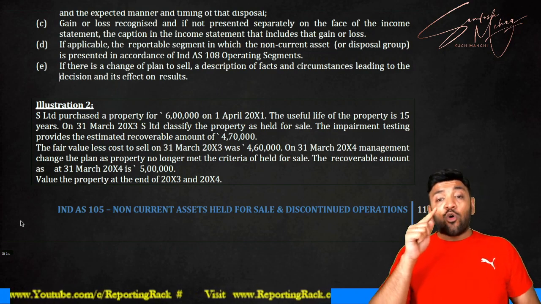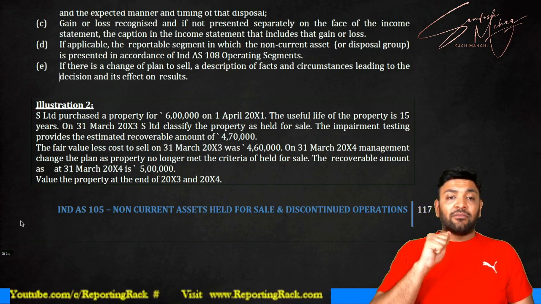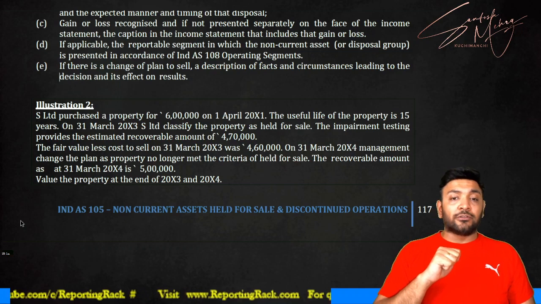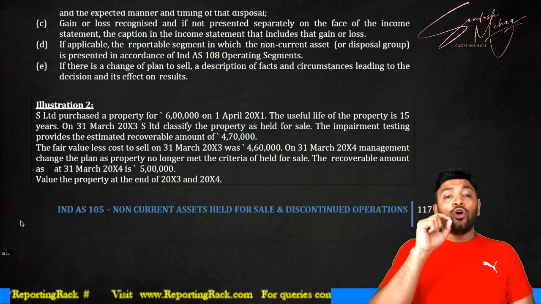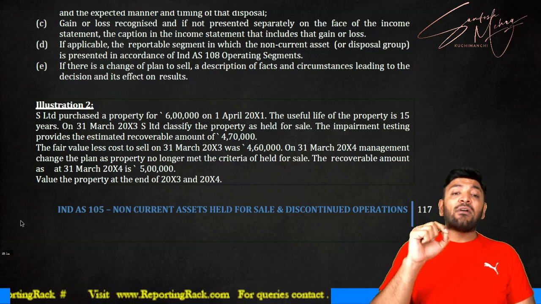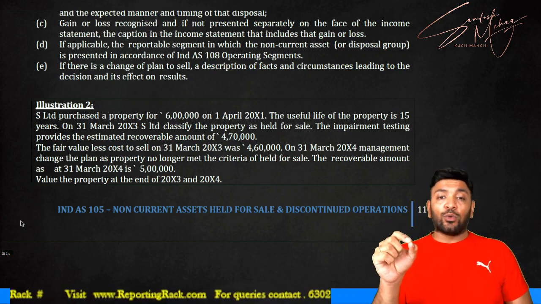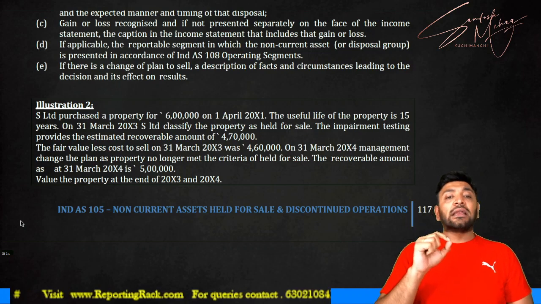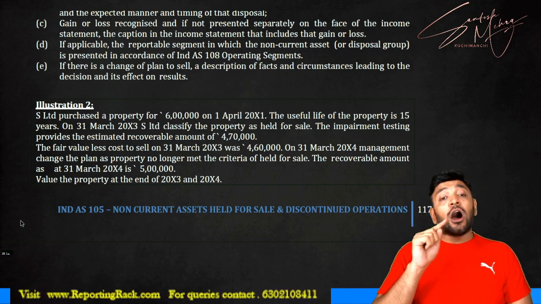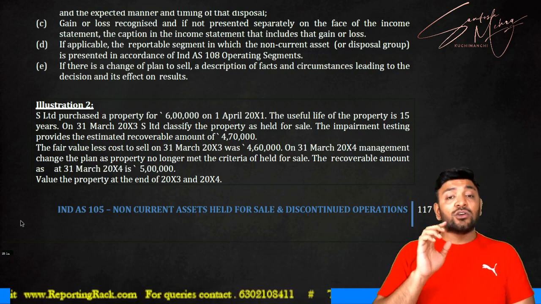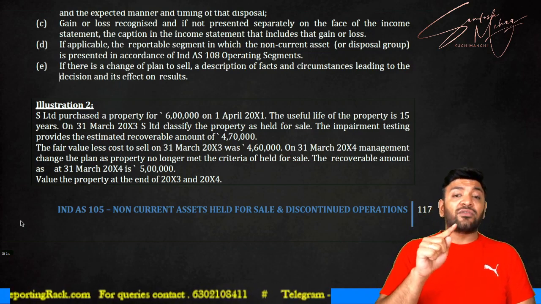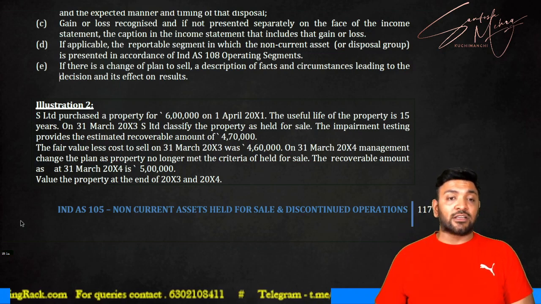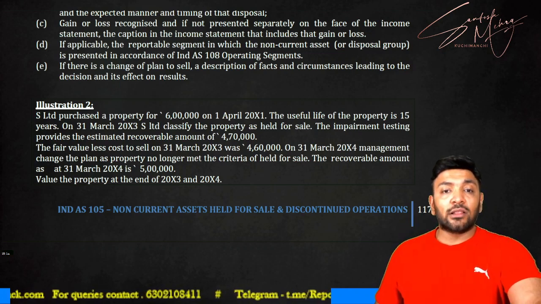Subsequently, whenever I go with the plan of withdrawal from the plan of sale or disposal, I'll have to measure it at the lower of the carrying value if it was not classified to IND AS 105 earlier, or recoverable value of the asset. On which day recoverable value is 5 lakhs. What would have been the carrying value had the classification of the asset been never done into IND AS 105? Let us try to solve this question.